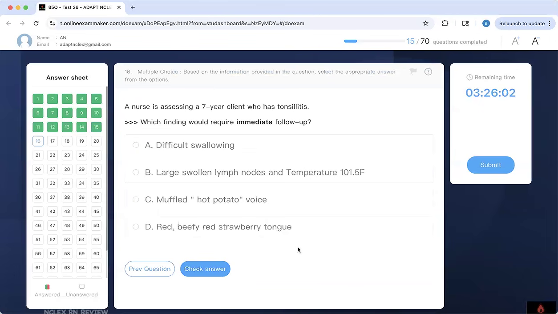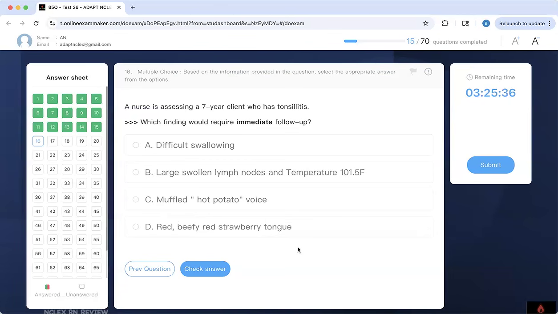And this is assessing a 7-year-old client who has what? Tonsillitis. This is a pediatric respiratory question, but it's the same thing as what? Physiological adaptation, which finding will require follow-up. Difficulty swallowing, large swollen lymph node, and temperature 101.5. Muffled hot potato voice, beefy red, strawberry tongue. These are strategies you can use to answer this kind of question.